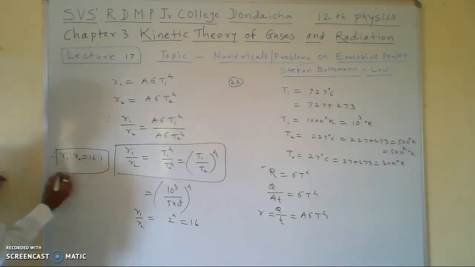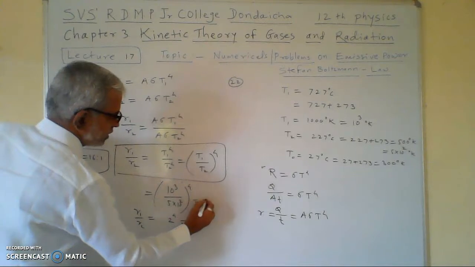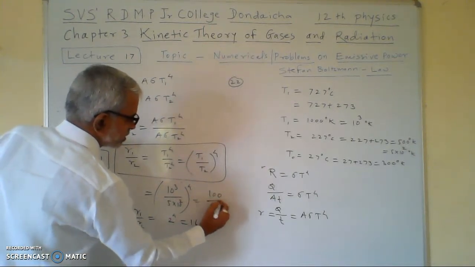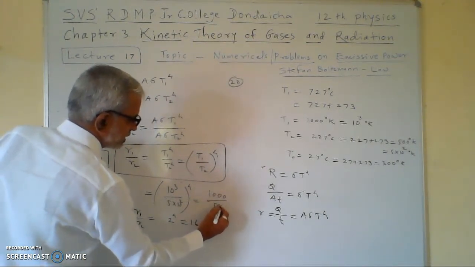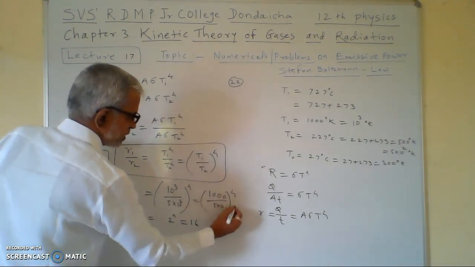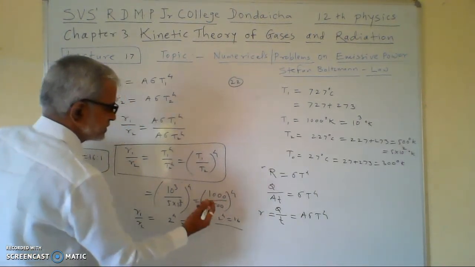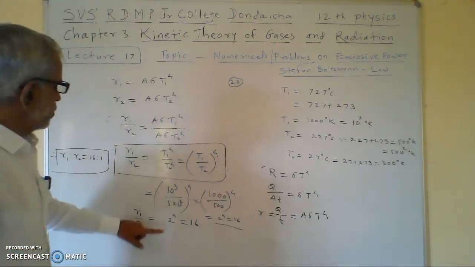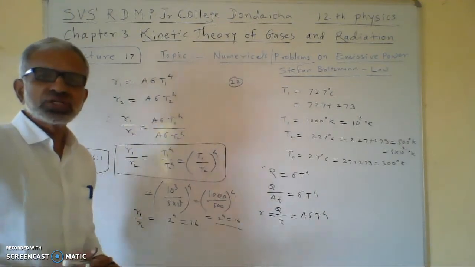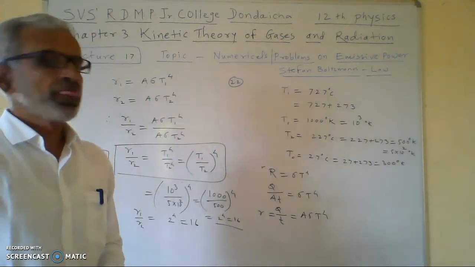This is the final answer. You can put value here, 1000 upon 500 raised to 4, and you will get 2 raised to 4 equal to 16. Means it will be simple. So this is the answer, 16 is to 1.